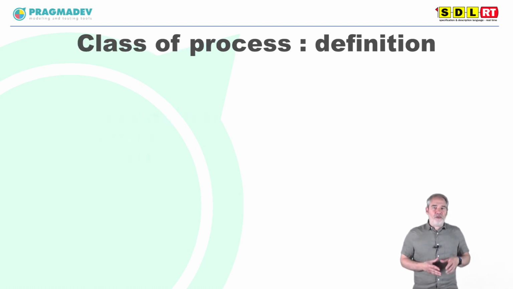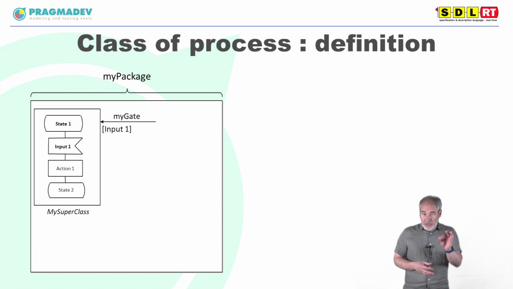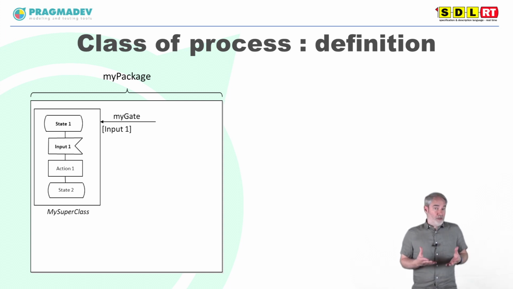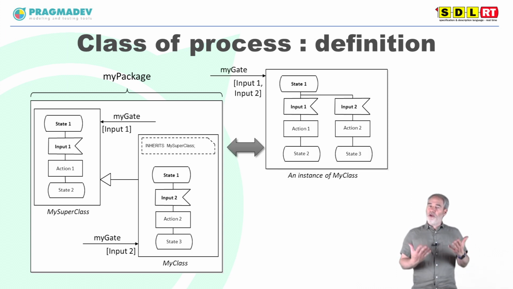Let's illustrate this with a class of process called mySuperClass in a package called myPackage. It defines transition input 1 in state 1. It also defines a gate with the possible incoming messages. In our case, the gate is called myGate and the possible input is input 1. Now let's define another class of process called myClass that inherits from mySuperClass. MyClass will define the transition input 2 in state 1. It also adds input 2 to myGate. Since it inherits from mySuperClass, that means an instance of myClass will have both transitions in state 1, input 1 and input 2. The gate will also define the two possible inputs, input 1 and input 2.